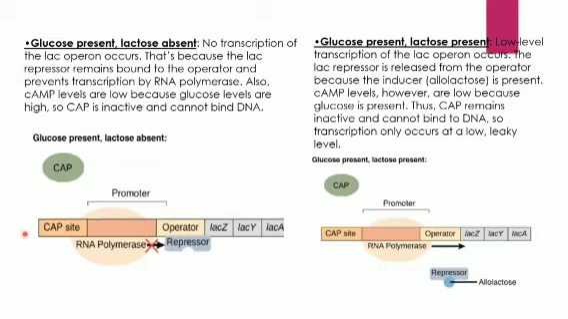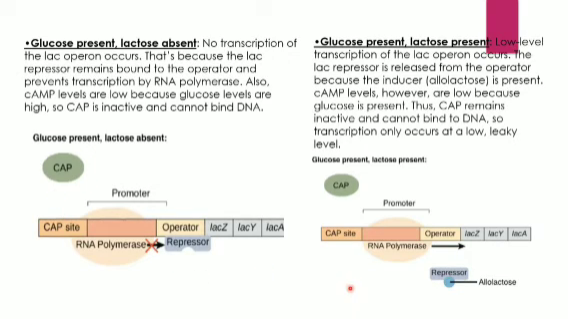So there are four scenarios: glucose present or absent, and lactose present or absent. First one is glucose present, lactose absent. When glucose is present and lactose is absent, no transcription of the lac operon occurs. That's because the lac repressor remains bound to the operator and prevents transcription by RNA polymerase. Also, cyclic AMP levels are low because glucose levels are high, so CAP is inactive and cannot bind to the DNA. As you can see in the image, that is what is explained.